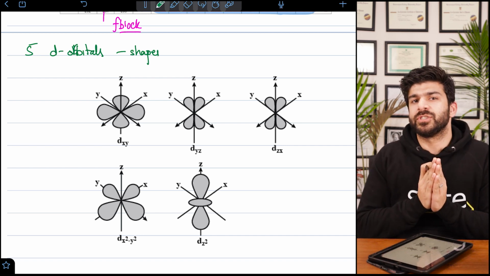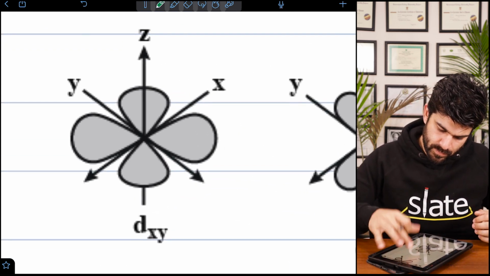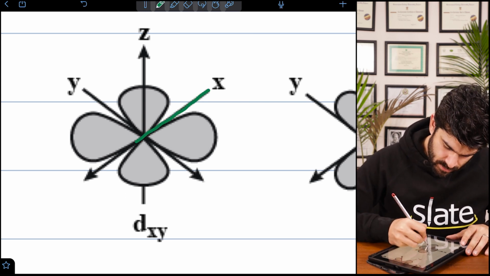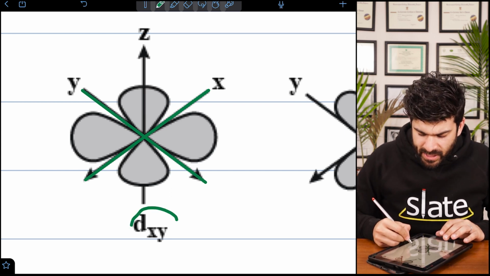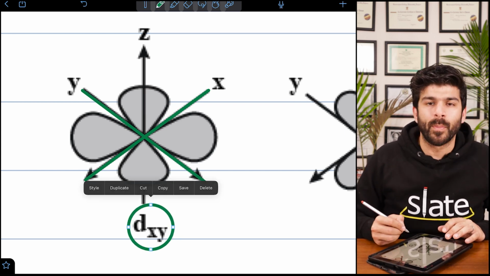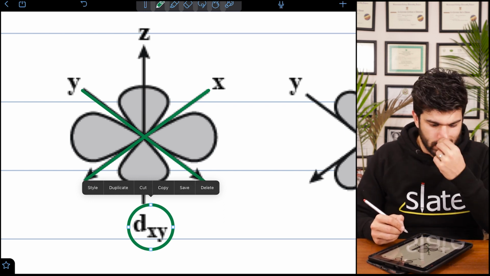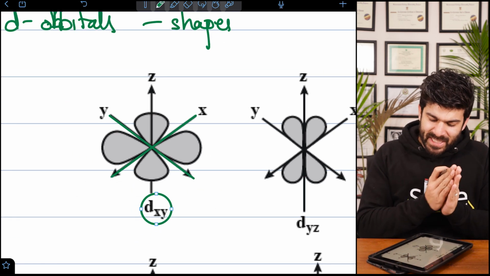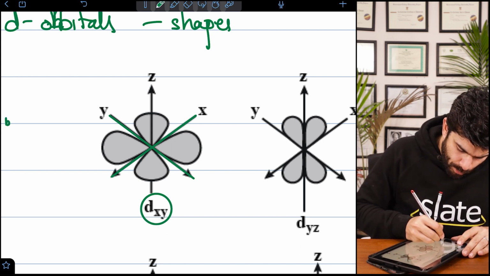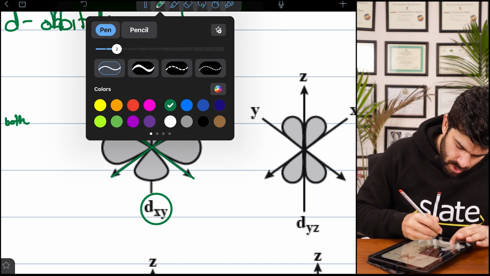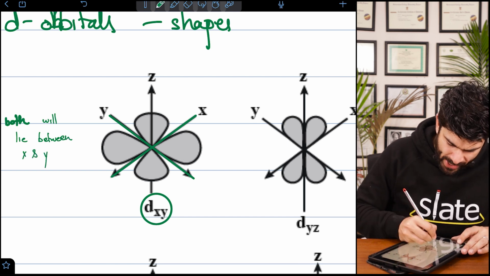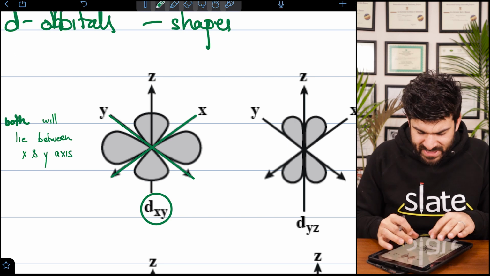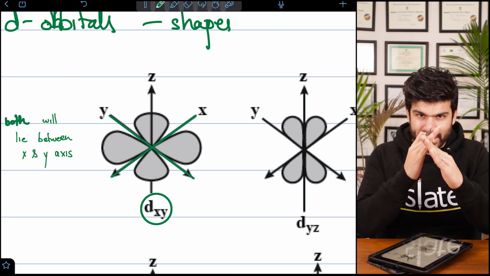These are the 5 d orbitals and their shapes. If you notice, this is the x-axis, this is the y-axis. There is one orbital called dxy orbital, and it will only have 2 electrons as per the rule. Now, in this case, both lobes will lie between the x and y axis. Now you can see both the lobes are between the x and y axis.